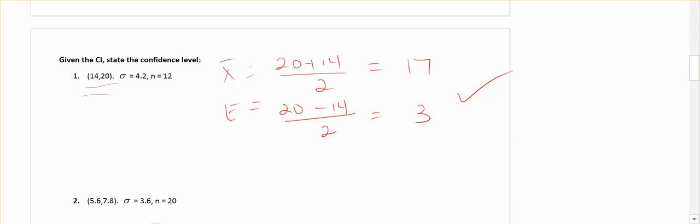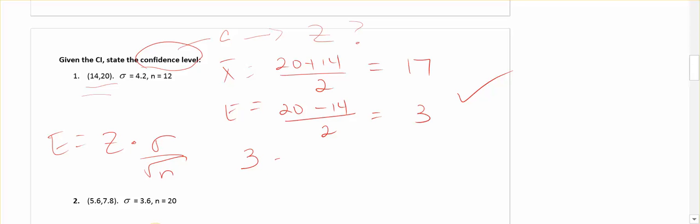But what is it asking for? The confidence level, which is C, right? Well, who's C related to? Z. So the question is, can you find Z? Well, remember that your error was Z times sigma divided by the square root of n. So can you plug in everything you know and solve for what you don't?